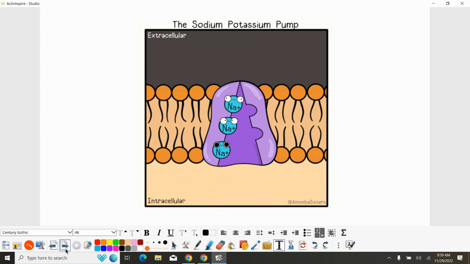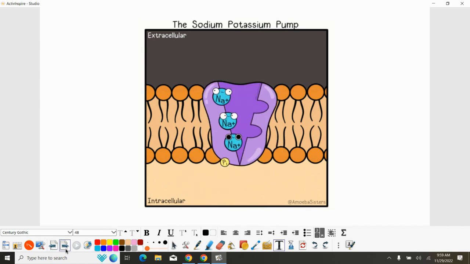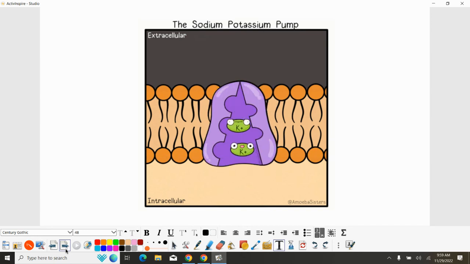Again, 3 sodiums go in. Energy from the ATP. 3 sodiums go out. 2 potassiums take their place. Changes shape again. Releases those 2 potassiums to the inside of the cell.